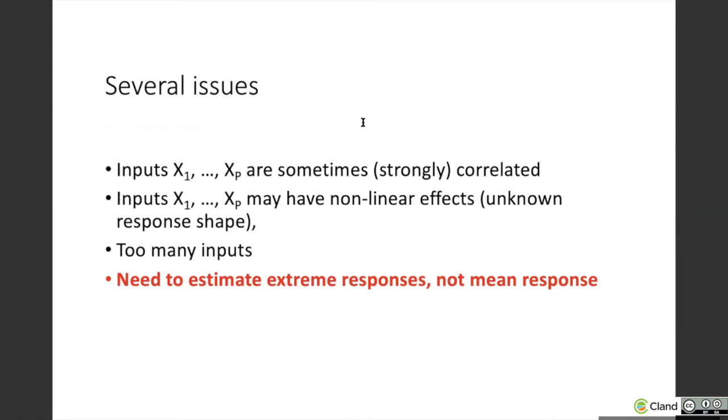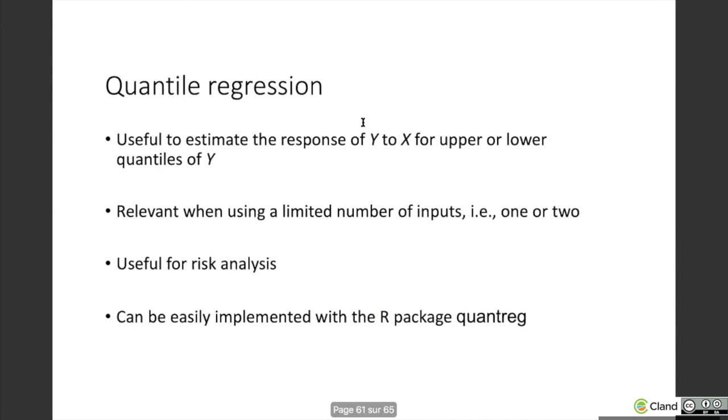Finally, I will finish this part of the course by showing how to estimate extreme responses instead of mean response. This can be done using a technique named quantile regression. This approach is useful when you want to estimate the response of y to x, not in average, but for upper or lower quantiles. And it's very useful for risk analysis. The implementation is easy with the package quantreg.